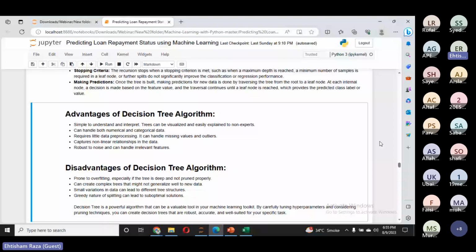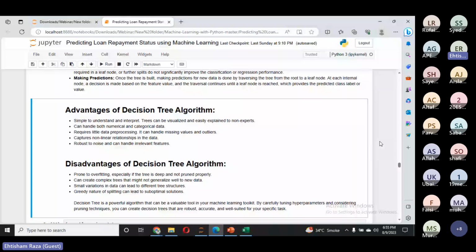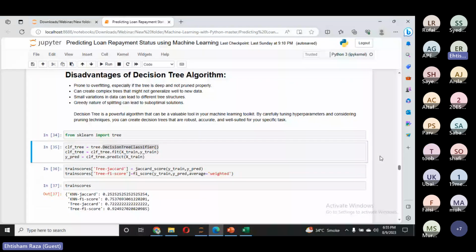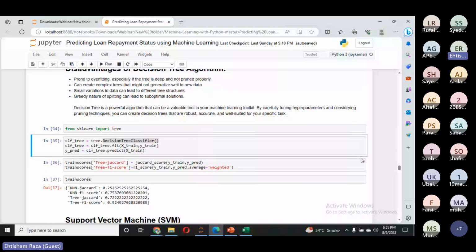Decision tree is a powerful algorithm that can be a valuable tool in your machine learning toolkit. By carefully tuning hyperparameters and parameters and considering pruning techniques, you can create a decision tree that is robust, accurate, and well suited for your specific task. So I'm just creating a decision tree classifier, passing my training data set and predicting. I'm calculating the accuracy, F1 score, and Jaccard score. The F1 score is very good as compared to KNN, and the Jaccard score is also very good. So that's very good learning from the training data set. So the decision tree is performing very well.